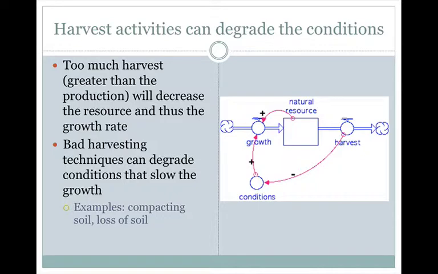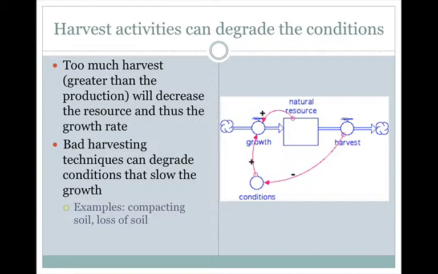But we can also decrease the growth rate by using bad harvesting techniques. So an example of this, let's say we want to harvest trees and we drive bulldozers all over the soil, causing compaction and erosion. The process of harvesting not only takes natural resource away, but it makes conditions degraded, and those conditions would have been good for the growth of the tree. So bad harvest techniques can lead to degrading the conditions that are necessary for good growth.